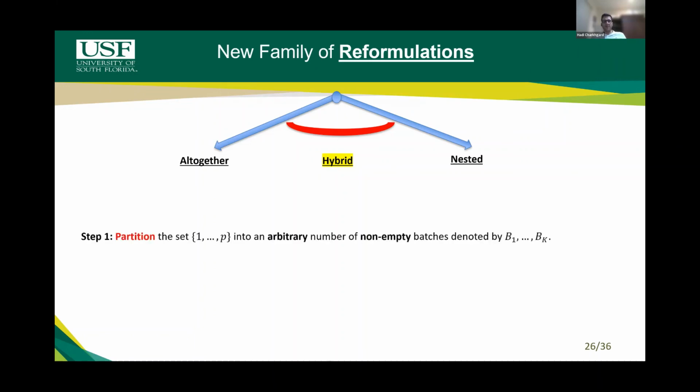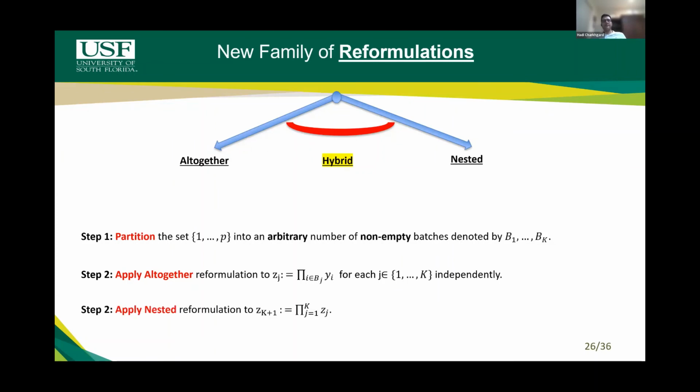Basically, in order to create a hybrid method, you can partition the index set of 1 to p into an arbitrary number of non-empty batches, b1 to bk. Then you can apply the altogether reformulation to each batch individually to calculate Z1 to Zk, and then you can apply the nested reformulation to Z1 to Zk. So you basically put together the nested and altogether, and you can get a value here. You can have that.